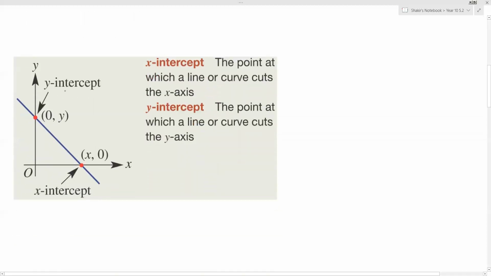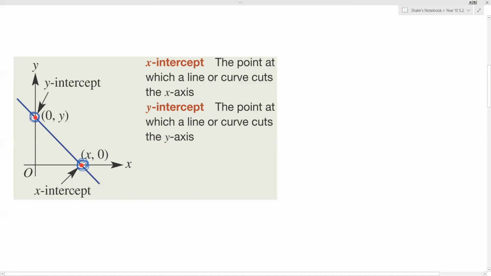So these are intercepts. The y-intercept simply means the line meeting the y-axis. The x-intercept means the line, the blue line, meeting the x-axis. And you can look at the official definition. The x-intercept is the point at which a line or curve cuts the x-axis. The y-intercept is the point at which a line or curve cuts the y-axis. So we're referring specifically to these points. That is the x-intercept. That is the y-intercept.